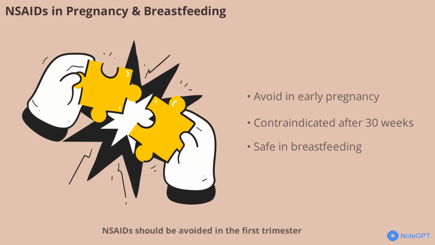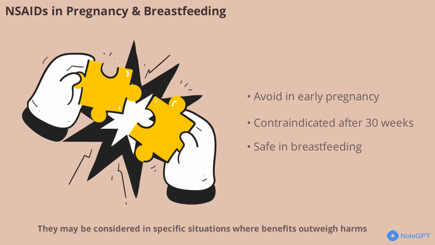NSAIDs should be avoided in the first trimester of pregnancy due to increased risk of miscarriage. They may be considered in specific situations where benefits outweigh harms. Exposure in the third trimester is contraindicated, especially after 30 weeks, due to risks like oligohydramnios and early closure of the fetal ductus arteriosus. Short-acting NSAIDs are considered safe during breastfeeding, except for high-dose aspirin.